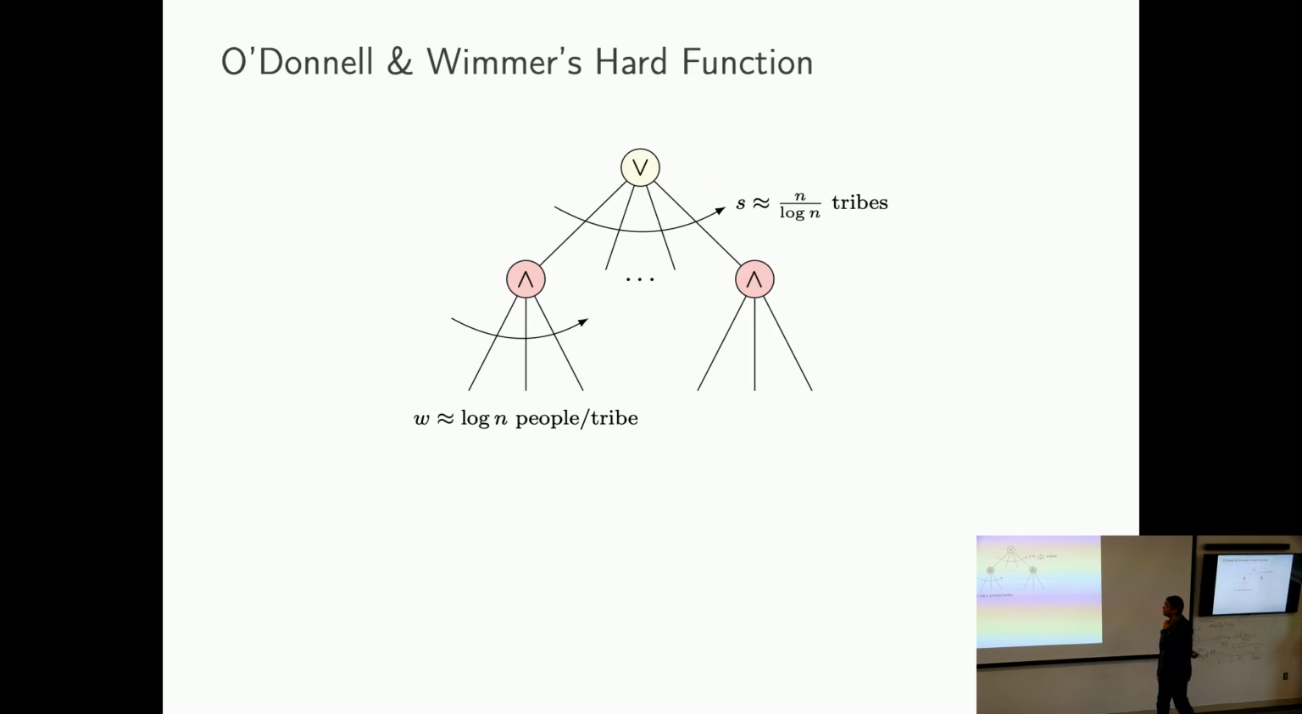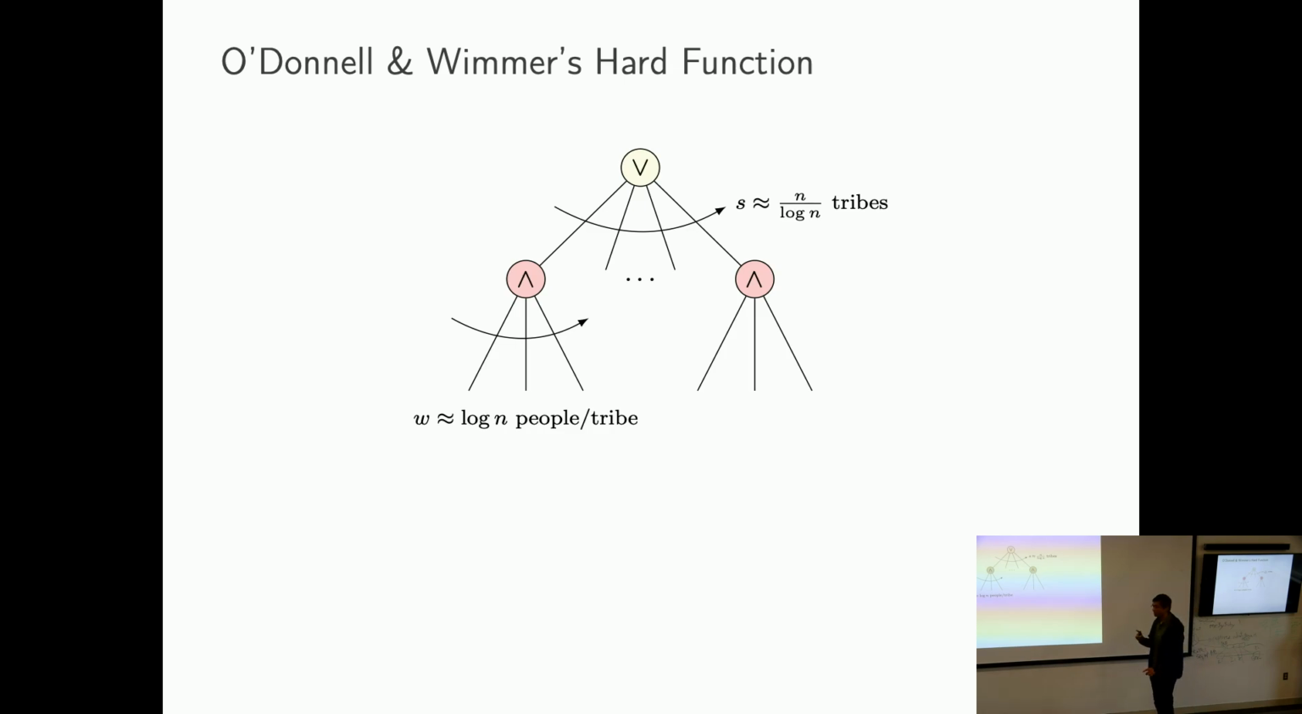But anyway, the function that they use to prove this lower bound, the function that they show is hard for CNF approximation, is just this tribes function. So it's an OR of a bunch of disjoint ANDs. And what they show is that 0.1 approximations to this function need an exponential number of clauses. Yeah? Is this making sense?